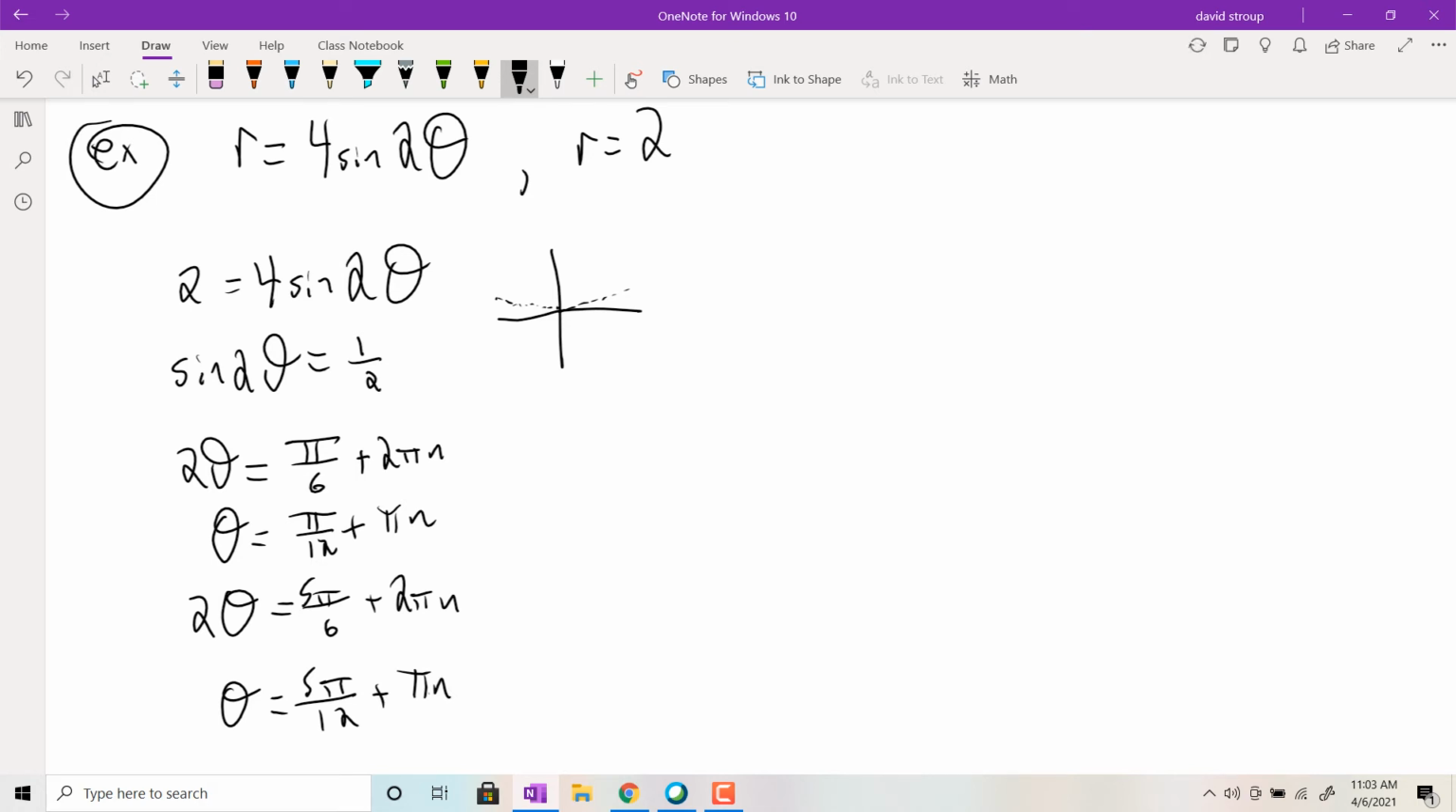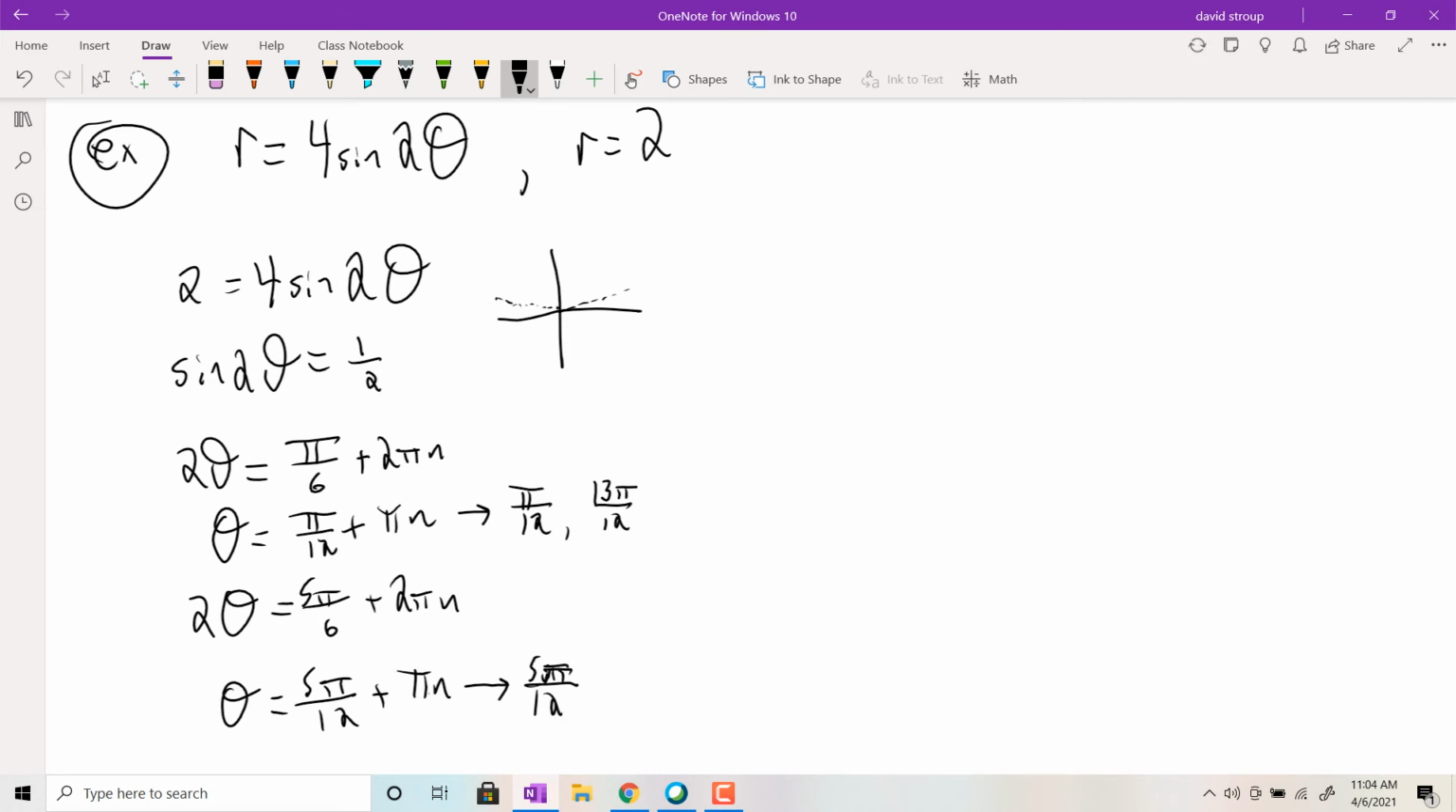Let's see which ones we have then. I have pi over 12, and then I'm adding up all the way to 2 pi. All right, pi over 12, and then 12 pi over 12 gives me 13 pi over 12. And then plus another 12 pi over 12 would be 25 pi over 12, which is bigger than 2 pi, so I really only have 2 solutions there. And then I'll probably be retracing myself.